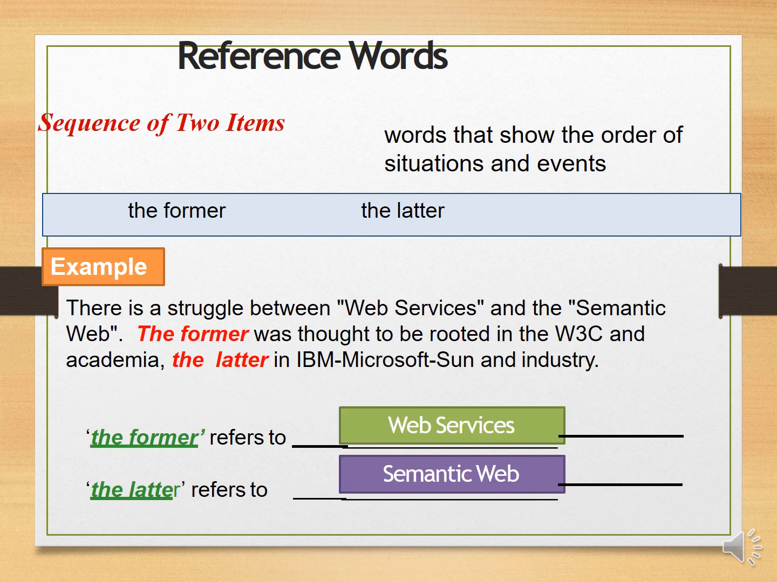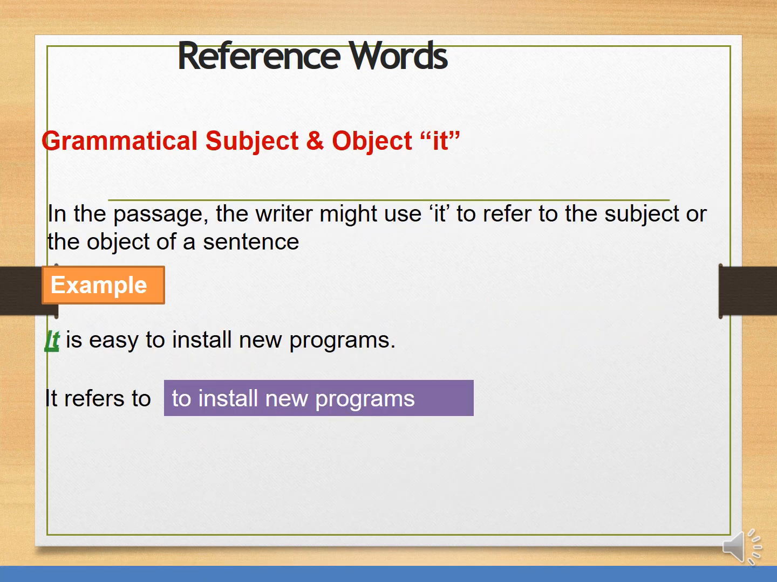There is a struggle between web services and the semantic web. The former, the first one mentioned, was thought to be rooted in the W3C and academia. The latter is in IBM, Microsoft, Sun, and industry. So the former refers to web services. The latter refers to semantic web. Okay. Next one. It is easy to install new programs. It refers to: it is easy to install new programs.